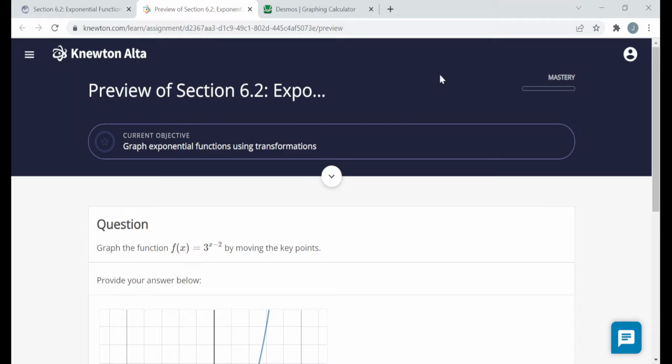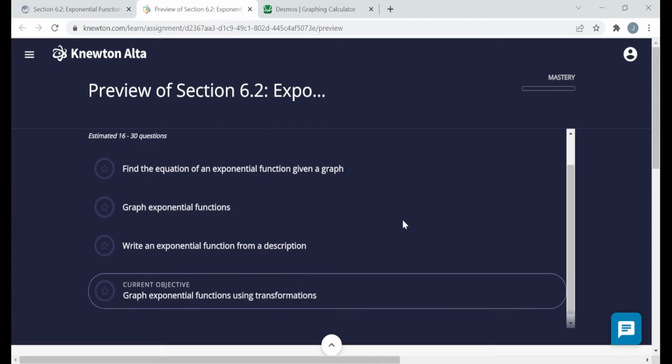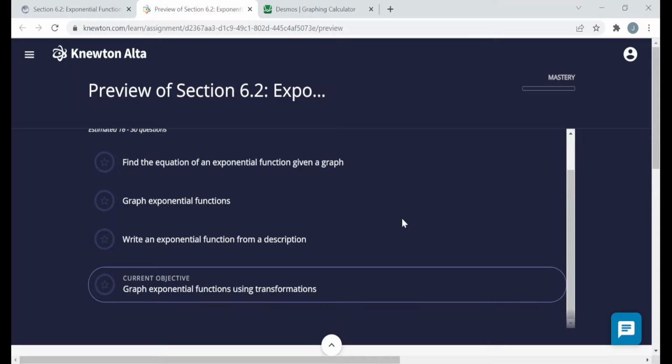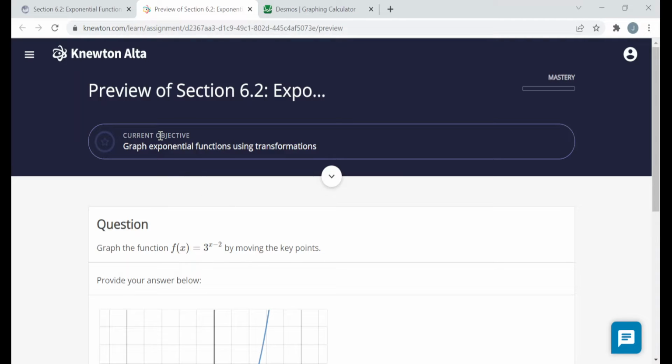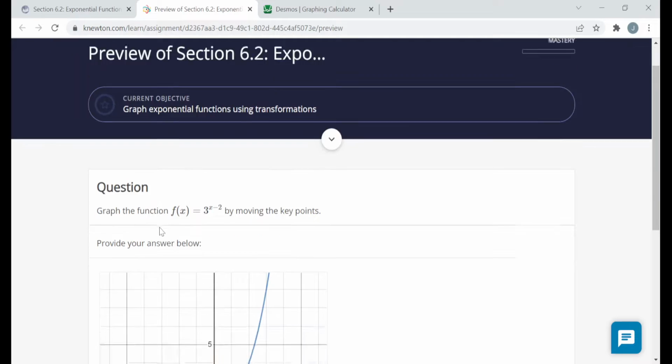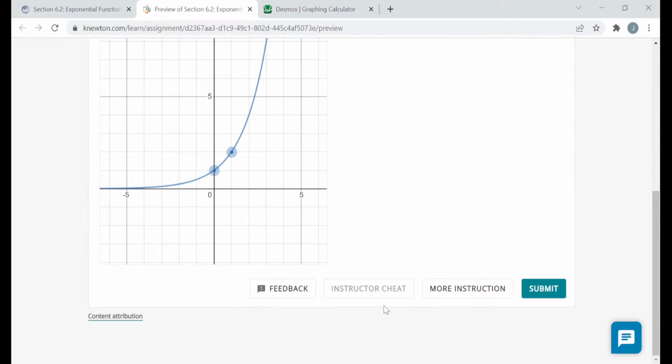Alright, so the assignment page, you should see the title, the mastery bar telling you how far along you've gotten, all the objectives. It looks like there are 4 objectives for this particular assignment. Under the current objective, there should be a question related to that objective. And at the bottom of every question, there should be a feedback button. You can send feedback to Knewton if you wish.